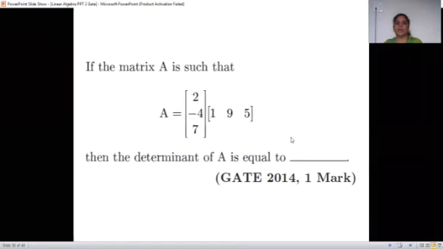Okay, next is the matrix A is such that a row vector and a column vector is there. Then the determinant of A is equal to, I want the answer from you. First of all, this is a multiplication of two matrices, and we have to multiply these two matrices together first, and then we can find the determinant. So try to multiply these two. The first one is 3 by 1.